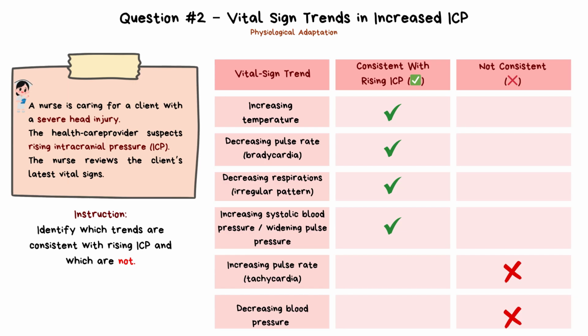So here's the correct interpretation. Increasing temperature, yes. Bradycardia, yes. Irregular respirations, yes. Widening pulse pressure, yes. Tachycardia and hypotension, no. Let's break down why.